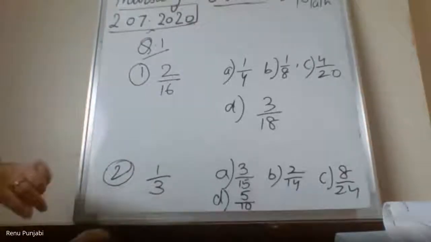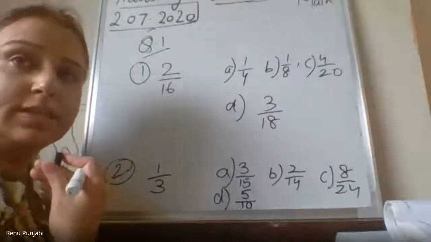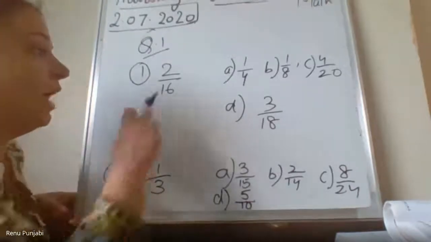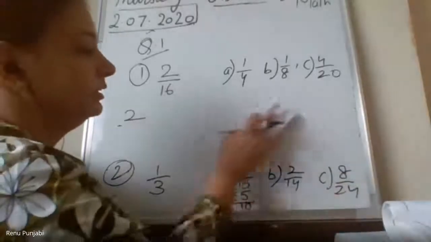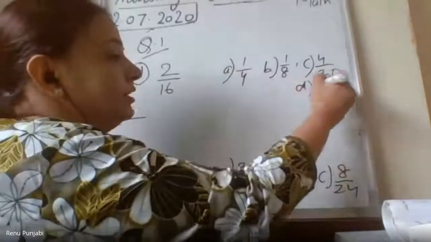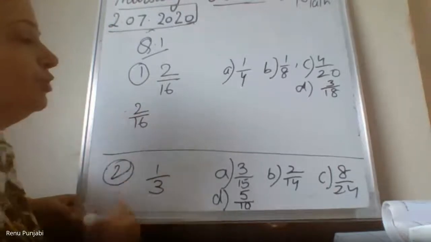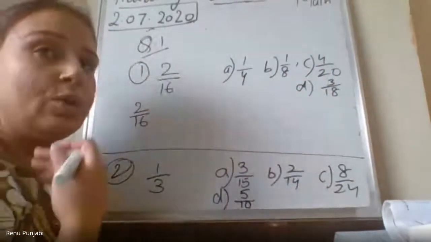Now, choose which option is correct, which is equivalent to this. So you have to apply today's method which we have done. You have to check with every option. First is 2 upon 16. So 2 upon 16 is your main sum. You have to check this with all the options, whether they are equal or not.